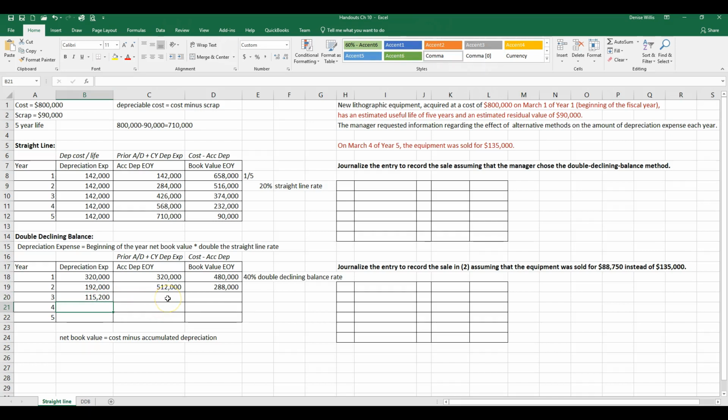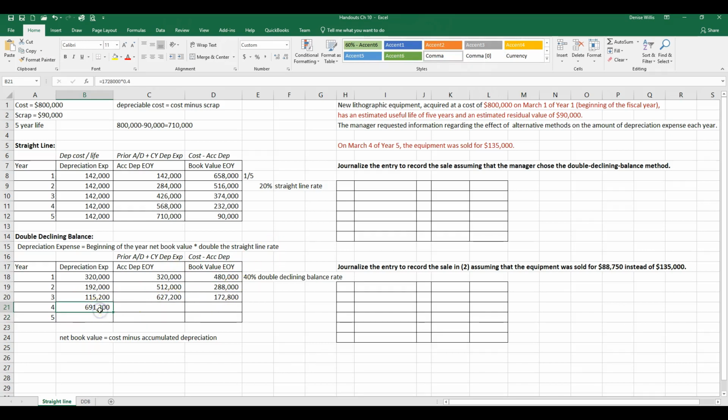Okay, I'm going to keep going with it. We're going to add these together. The prior year amount plus the current year depreciation gives us end of the year accumulated depreciation. Book value again, the original cost minus the accumulated depreciation. Our book value is now $172.8. Year 4, take our net book value at the beginning of the year, which is $172.8, multiply it times the double rate that we're using, 0.4.